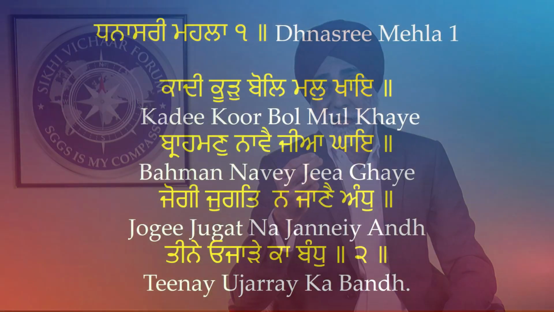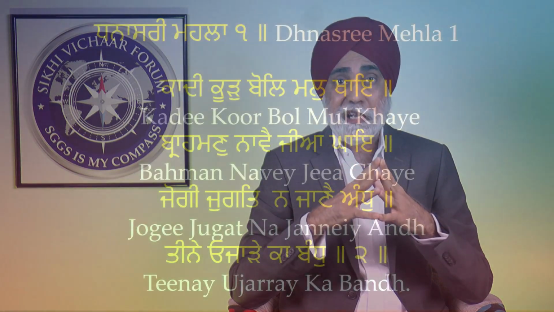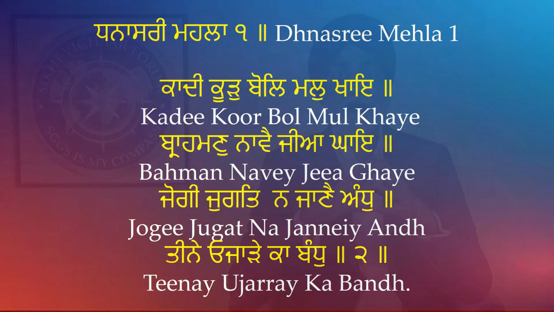Yogi Jogtana Jane And. The conclusion is in the final verse, Tine Ujade Ka Band, meaning all three were the root cause of the spiritual decay. All three were the primary cause of the spiritual devastation, Ujada, and all three were the foundational cause of the spiritual vacuum, the spiritual emptiness, and the spiritual hollowness that had come to fill the hearts of human beings.